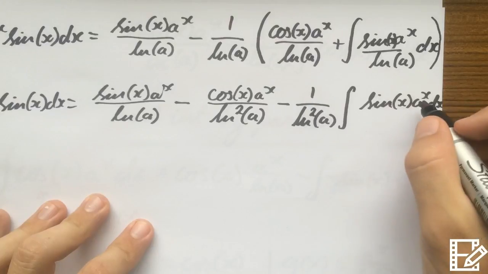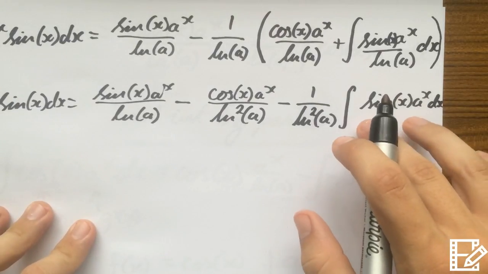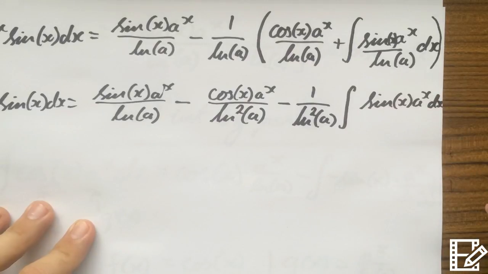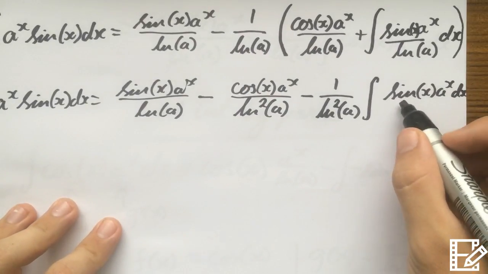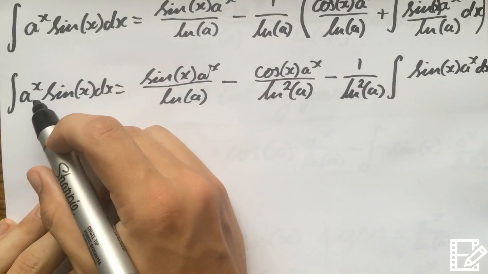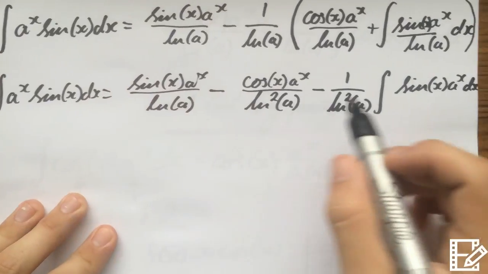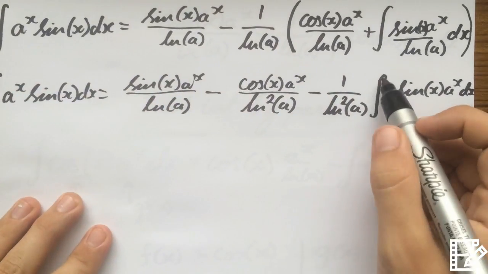So now we're left with sine x a to the power of x. Then you're probably thinking, well, we've now got a function times a function. That means we have to integrate it a third time. No. This here, sine x a to the power of x, is the exact same as a to the power of x sine x. These two functions are the exact same, including the integral stuff.